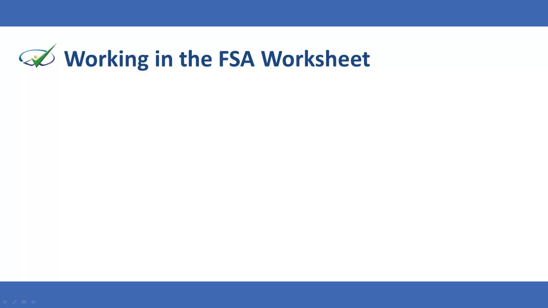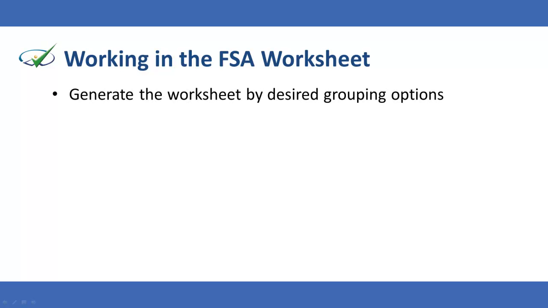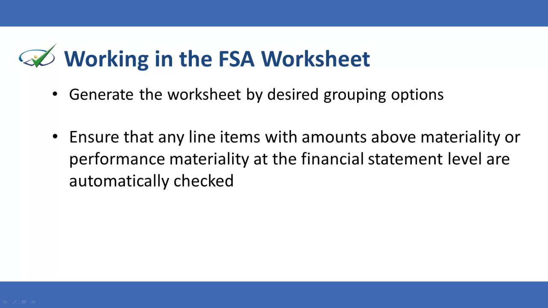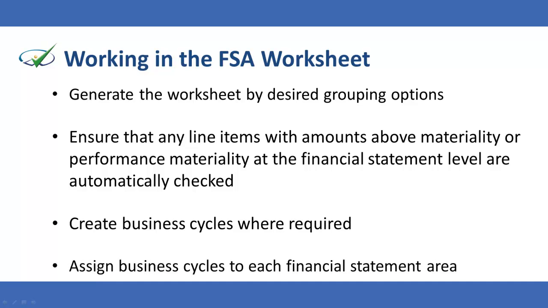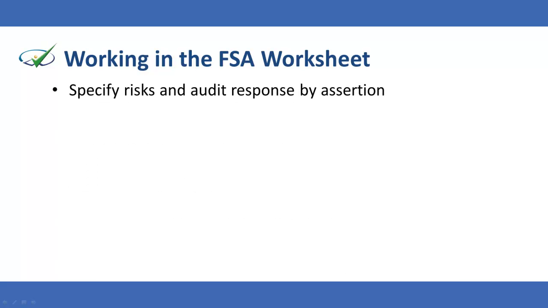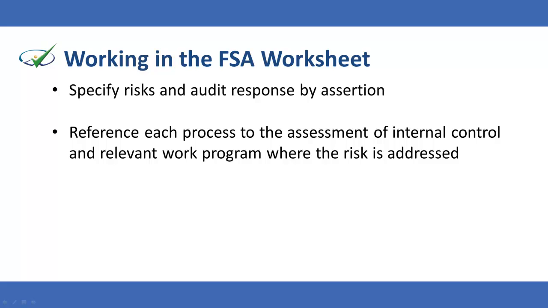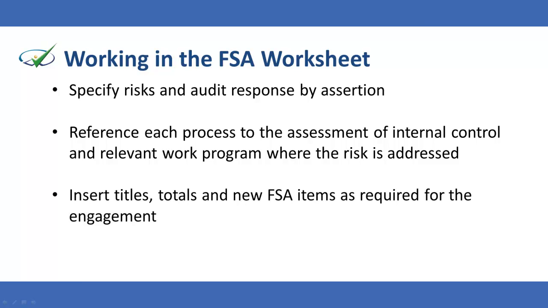When working in the FSA worksheet, you can generate the worksheet by the desired grouping options, ensure that any line items with amounts above materiality or performance materiality at the financial statement level are automatically checked, create business cycles where required, assign business cycles to each financial statement area, specify risks and audit response by assertion, reference each process to the assessment of internal control and relevant work program where the risk is addressed, and insert titles, totals, and new FSA items as required for the engagement.